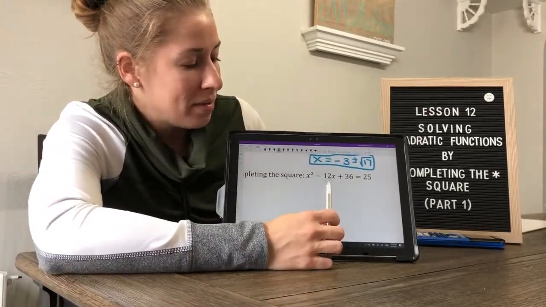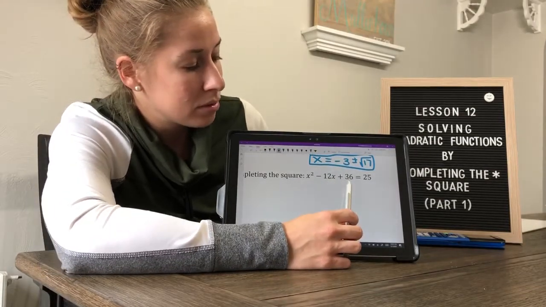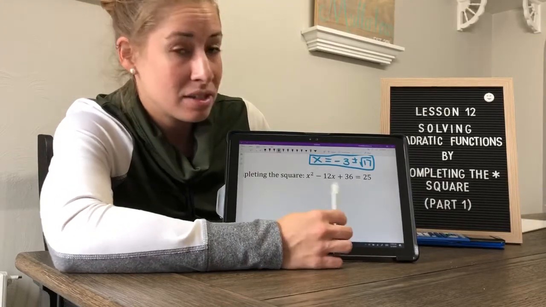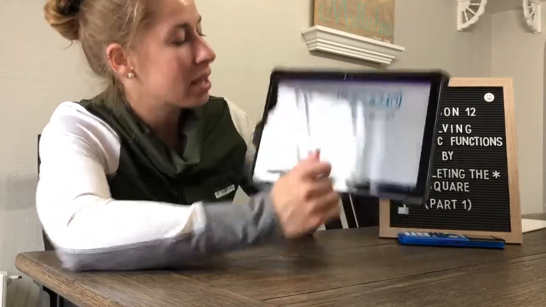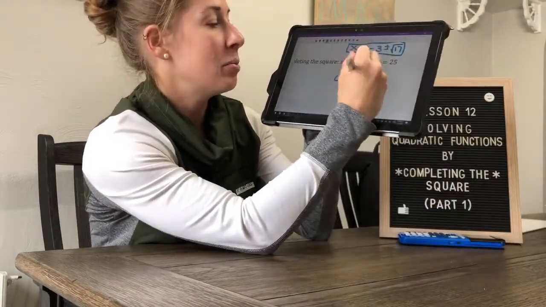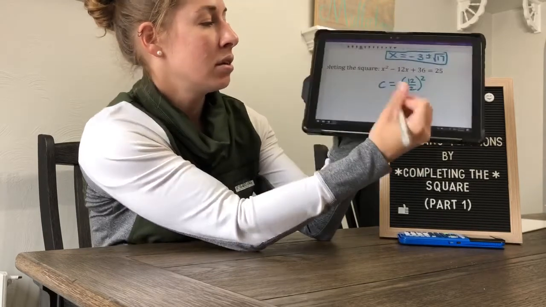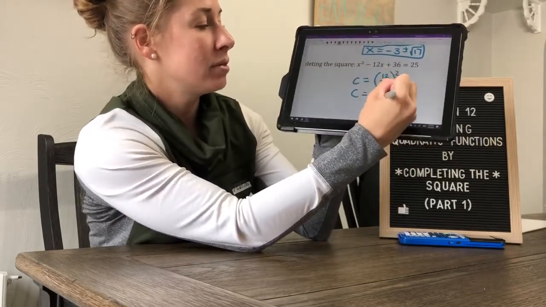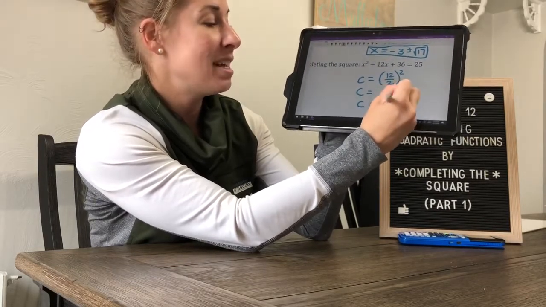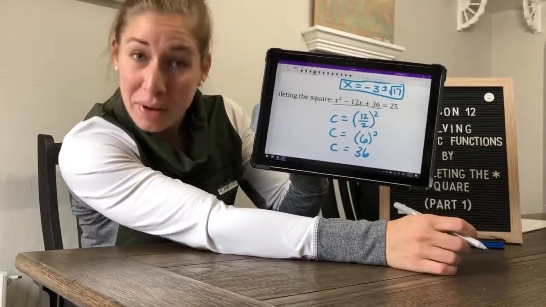So our b value is 12. And so 36 is a perfect square, but is it the perfect square that makes this a perfect square trinomial? Let's check. So that c value that would make it a perfect square trinomial would be half of 12 squared. Well, what's half of 12? 6. What's 6 squared? 36. Guess what? This left side is already a perfect square trinomial.